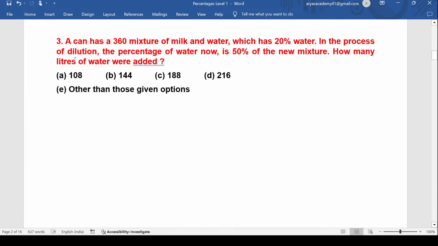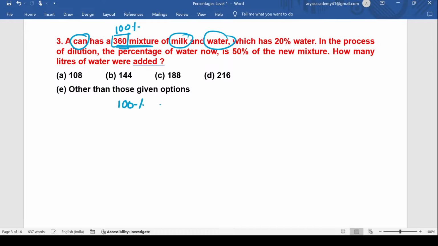So let's move on to question number 3. A container has 360 liters of mixture which contains both milk and water. The volume of 360 is not milk, it is actually a mixture of both milk and water together. It may be 360 or 100 liters or 1000 liters or 1250 liters, whatever it may be, the total quantity is always equal to what?